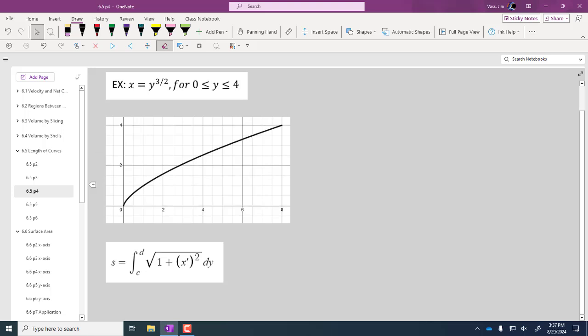Okay, you guys try this one. This one is not a perfect square trinomial, it's much easier. So try this one and see if you can work it out. So the function is given to you as a function of y with y limits. There's the picture, there's the formula. So this is one that you can integrate.